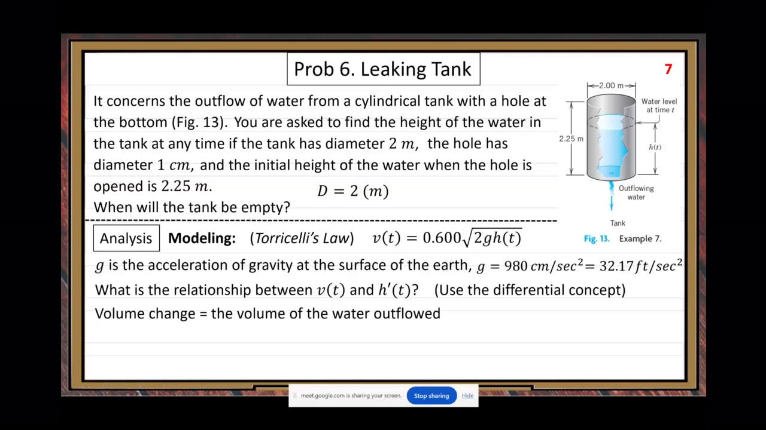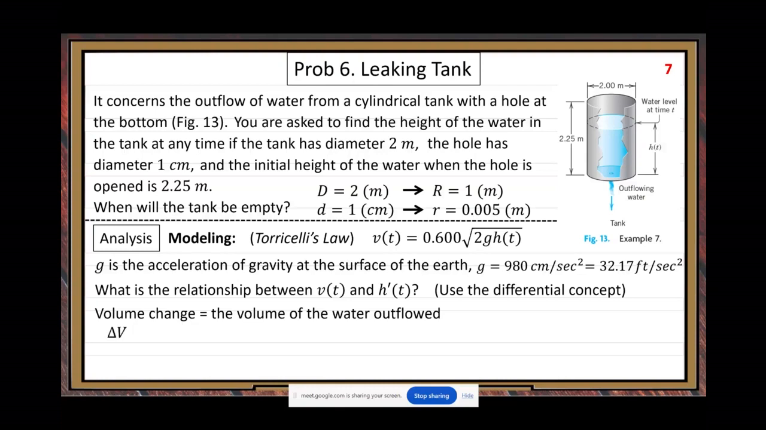capital D for the diameter. That's the tank diameter. Then the radius equals 1 meter. Then the little hole has little d diameter 1 centimeter, and little radius 0.005 meter. We need to use the same unit.